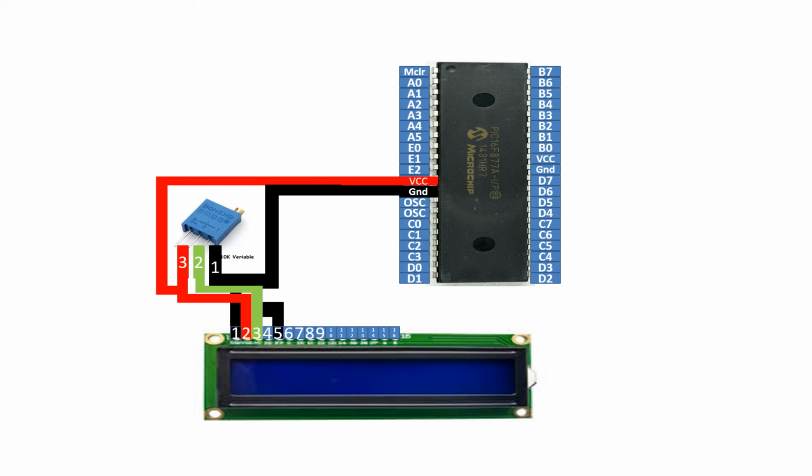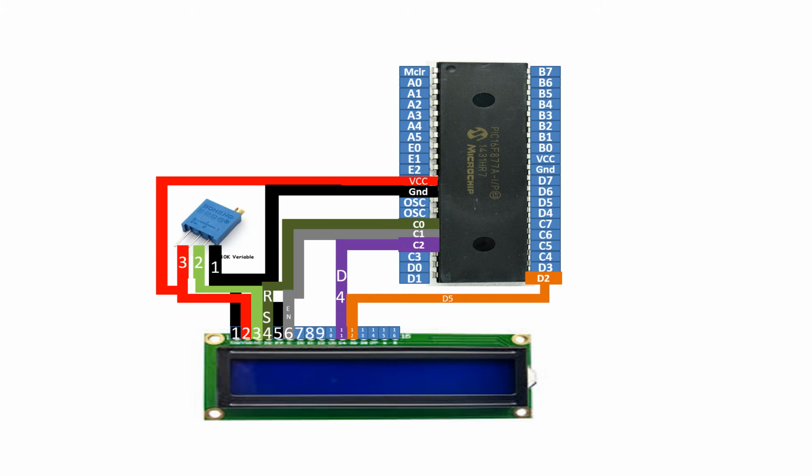Now guys, pin number 4 of your LCD is the RS pin, and for this pin you can use any available digital input output pin of the PIC. I am going to use pin C0, that is pin number 15. For pin number 6, that is the enable pin, I am going to use C1. For D4, data pin 4, that is pin number 11 of the LCD, I am going to use C2. For data pin 5, I am going to use D2. For data pin 6, I am going to use D3. For data pin 7, I am going to use C4 like this.